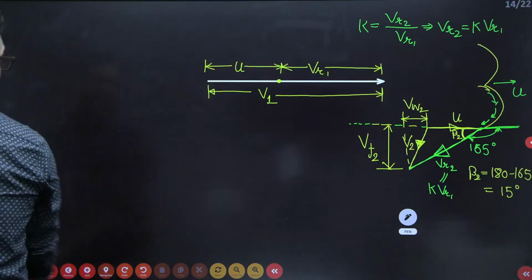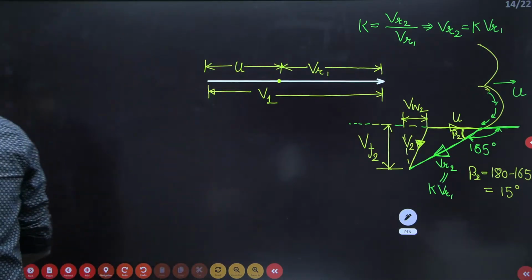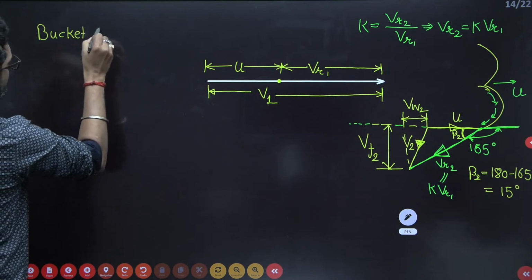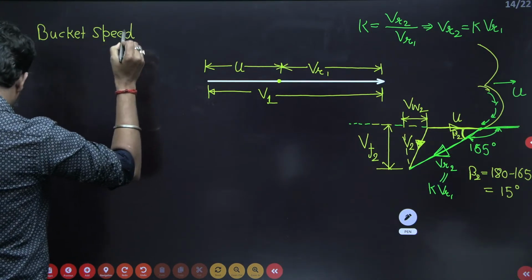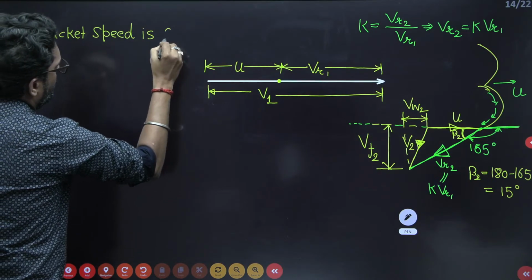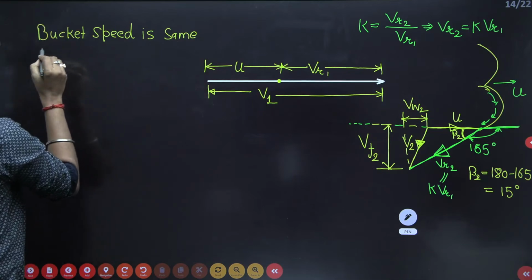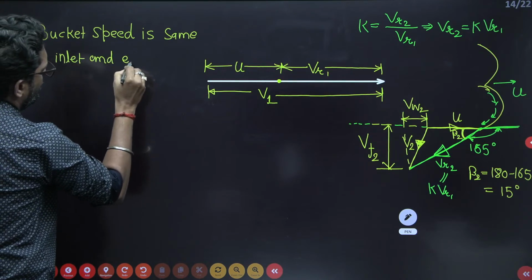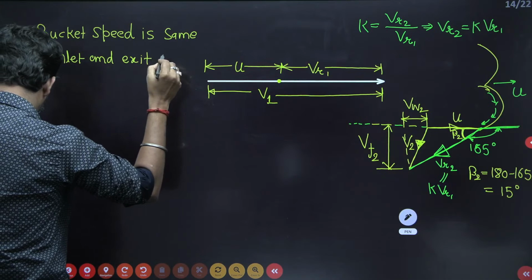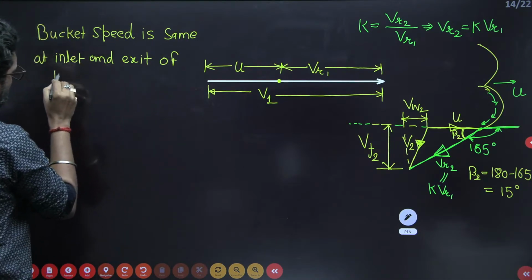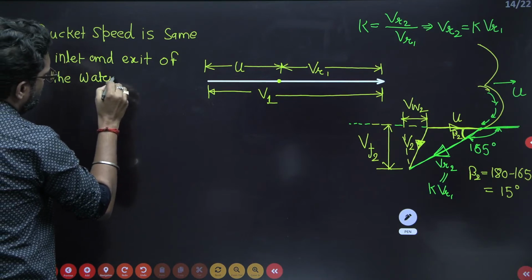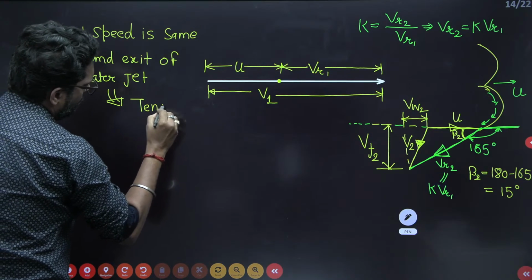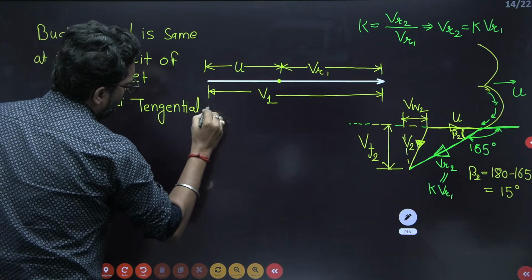Okay, now my dear, first we have to find what this U is. U is the bucket speed. The bucket speed is the same at inlet and exit of the water jet. Why? Because the flow is tangential.